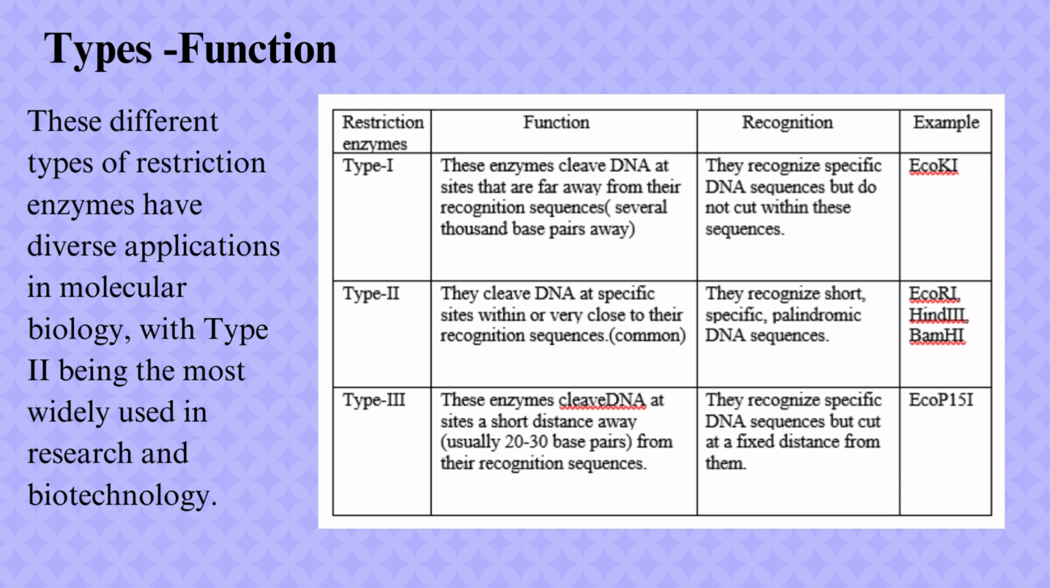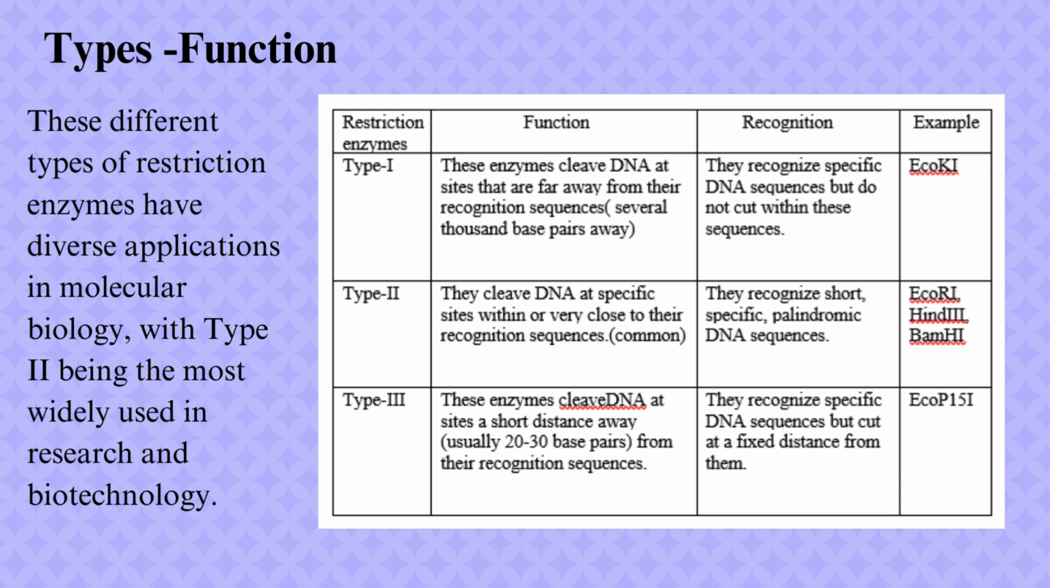Let's see about the types of restriction enzymes, and this classification is based on their function. There are 3 types, type 1, type 2 and type 3. Type 1 and type 3 restriction enzymes cleave the DNA at a place that is far away from their recognition site. A little difference between them is that type 1 cuts DNA several thousand base pairs away from its restriction site, but type 3 cleaves at a site that is 20 to 30 base pairs away from its restriction site. An example for type 1 is EcoK1 and for type 3 is EcoP15I.